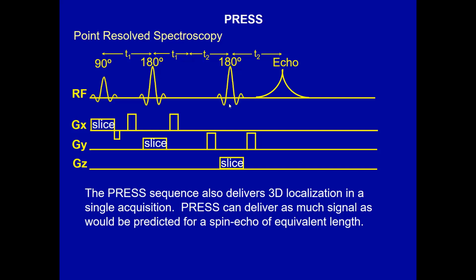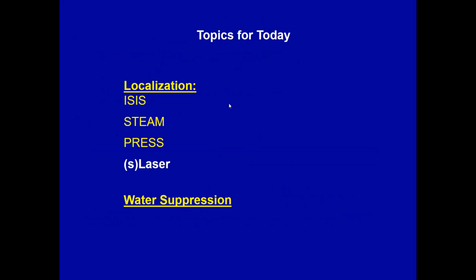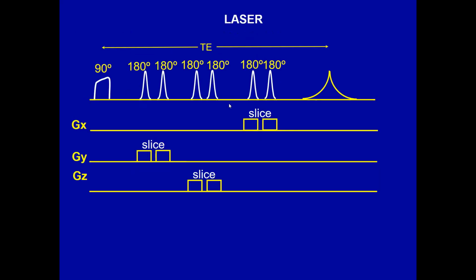So which sequence we use depends generally on what compromises we are going to make. It depends on volume selection, echo time, which molecules you want to look at. You have to evaluate each situation. Then there's semi-LASER. So there is a sequence called LASER. What gets applied in vivo is semi-LASER.